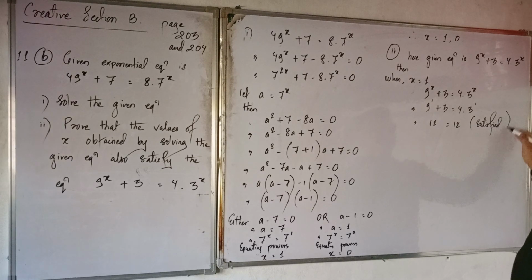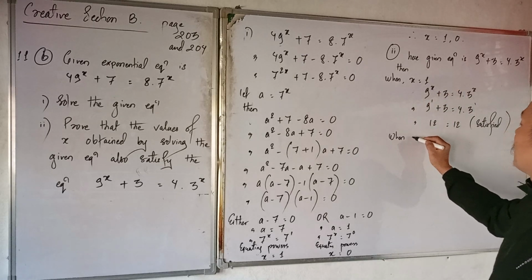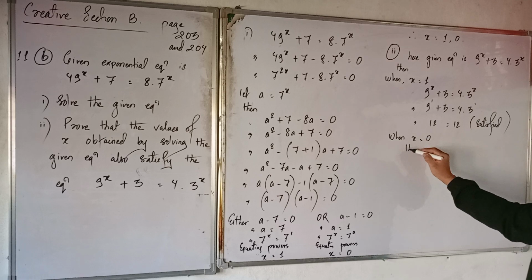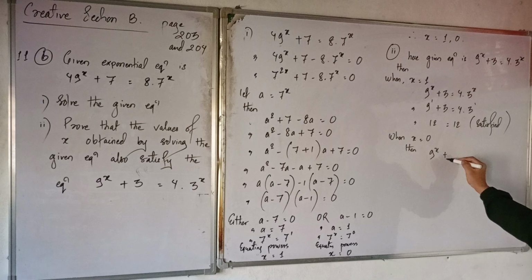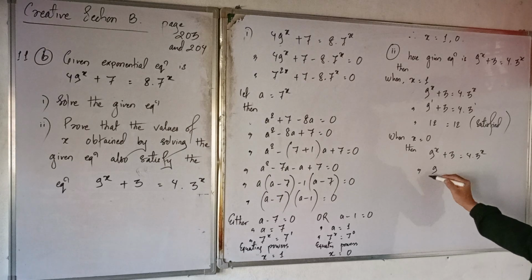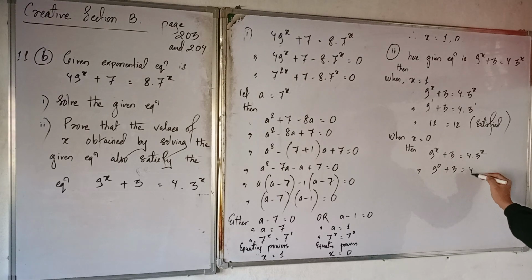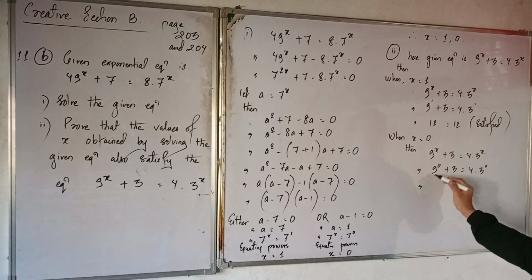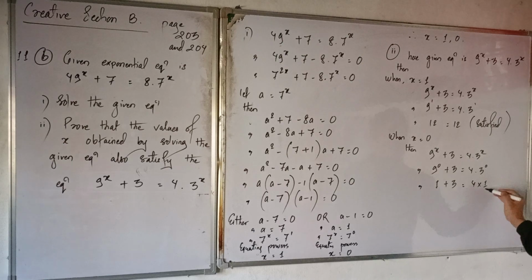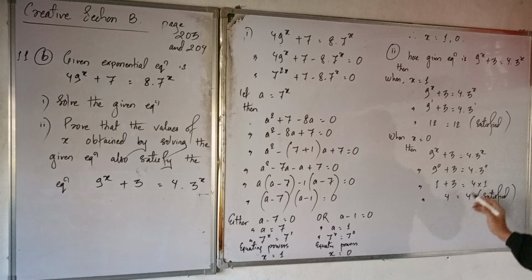And again, for the other value of x, you have to satisfy both values. When x equals 0, then 9 power 0 plus 3 is equal to 4 times 3 power 0. So 9 power 0 means 1, and 3 power 0 means 1. So 1 plus 3 is 4, and 4 into 1 is 4, which is also satisfied. So you have proved this, which is proved.